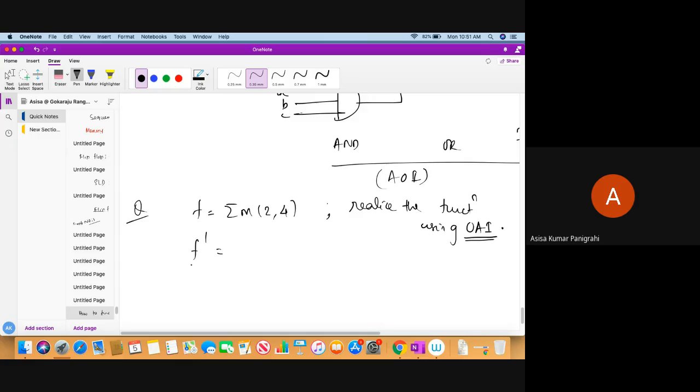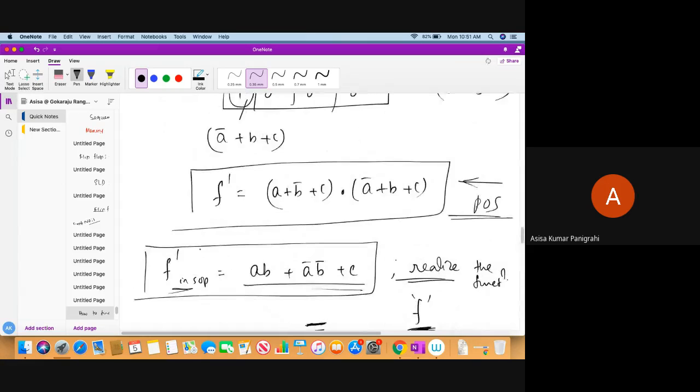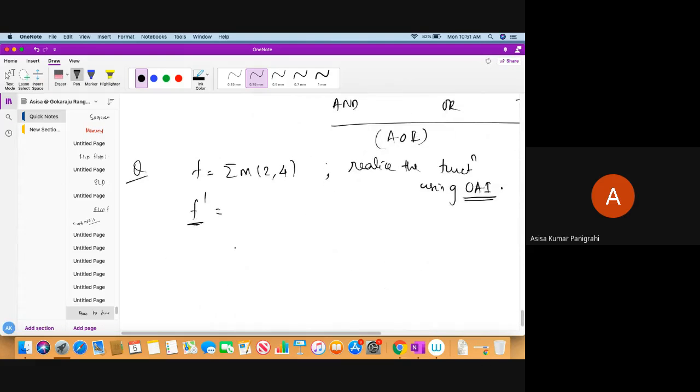You need to find out f bar first. What have we found out for f bar for this? We have found f bar, which is (A or B bar or C) and (A bar or B or C). We have found this. This is my step one. We can find out this f bar very simply. You can do the POS simplification. I'm not doing it, students, because I have already done it earlier.